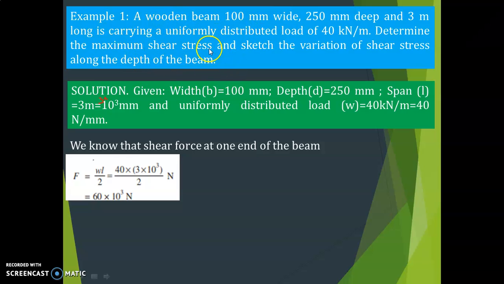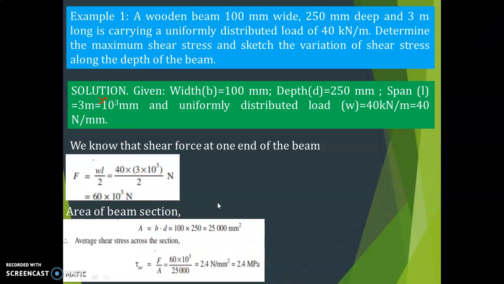Okay, so it is a simply supported beam and subjected to the UDL, the maximum shear force is given by WL divided by 2. You should know all these things. Okay, so F is equal to WL divided by 2. So what is W? It is given here 40 into L is 3 into 10 raised to 3 divided by 2. So you get 60 into 10 raised to 3 Newton. Because here it is converted to 40 Newton per millimeter, so 40 Newton, and this is also in millimeter, so 3 into 10 raised to 3 millimeter, divided by 2 you get 60 into 10 raised to 3 Newton. This is the first step.